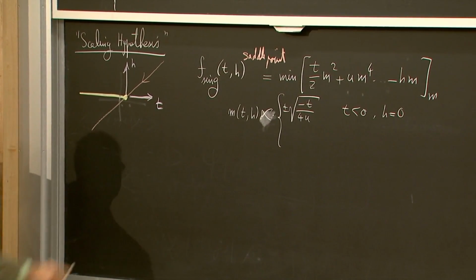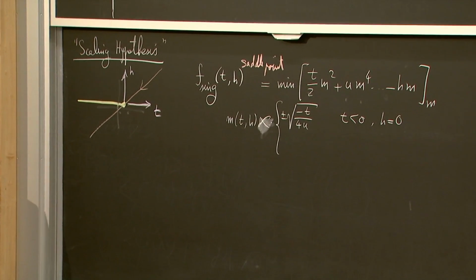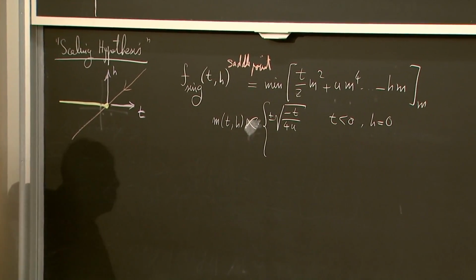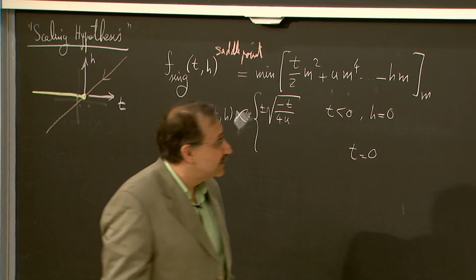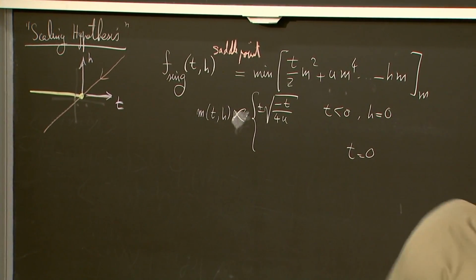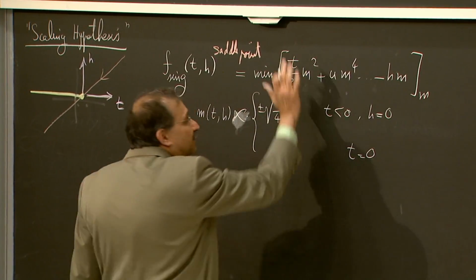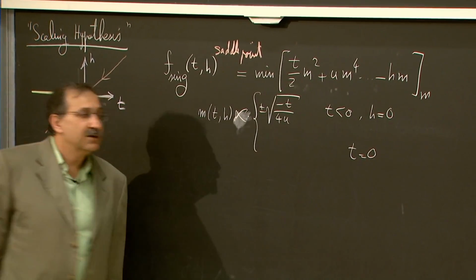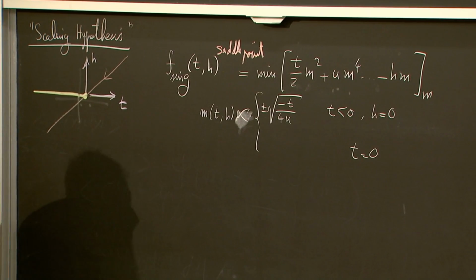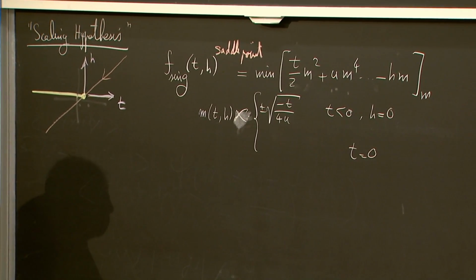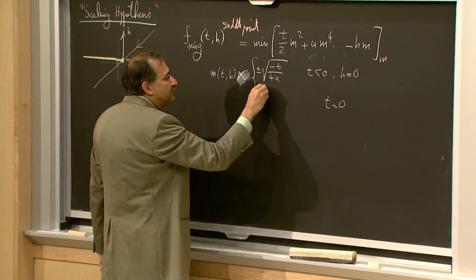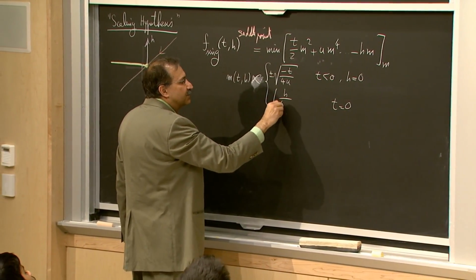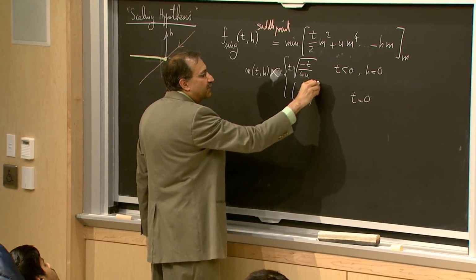If I, on the other hand, come along the direction that corresponds to T equals 0, along that direction, I don't have the first term. I have to balance um to the fourth and hm. So we immediately see that m will scale like h over u, in fact, more correctly, h over 4u to the power of 1/3.